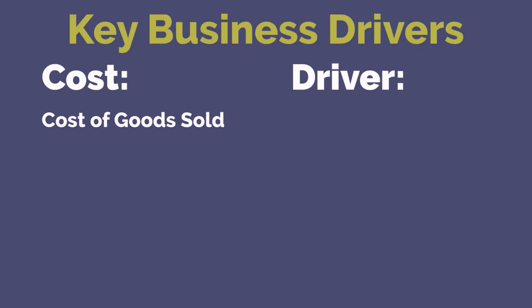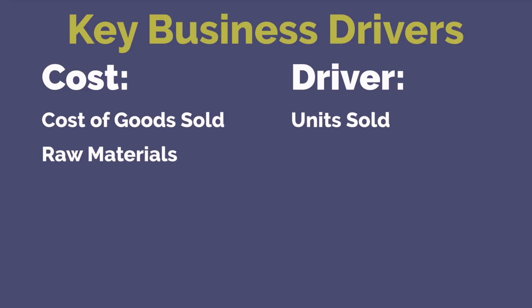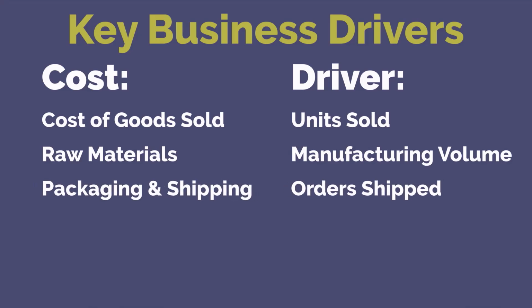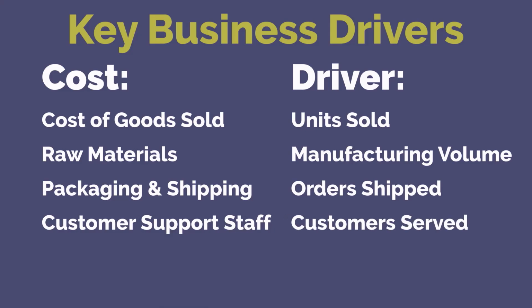The cost of goods sold is driven by the number of units sold. Raw materials are driven by manufacturing volume. Packaging and shipping is driven by the number of orders shipped. Customer support staff is driven by the number of customers served. Where appropriate, you should break down your variable expenses into a rate and a unit component. Instead of looking at hourly labor per customer in dollars, look at labor hours per customer, and then multiply by your average wage rate to determine your final expense budget.